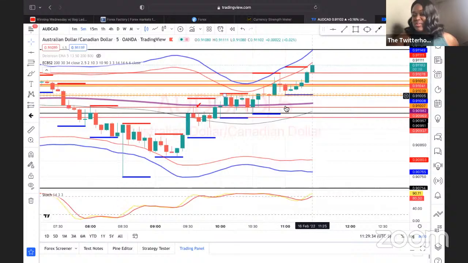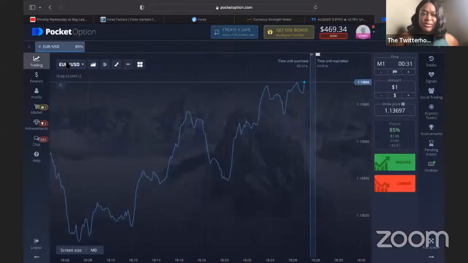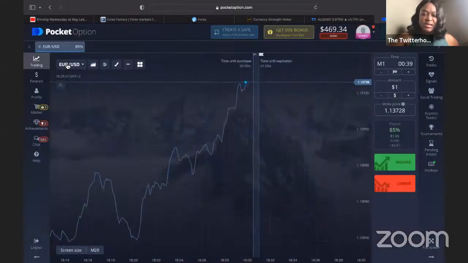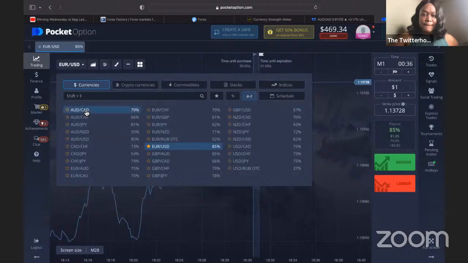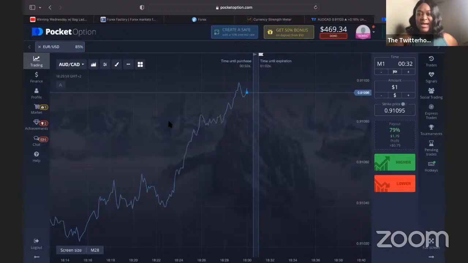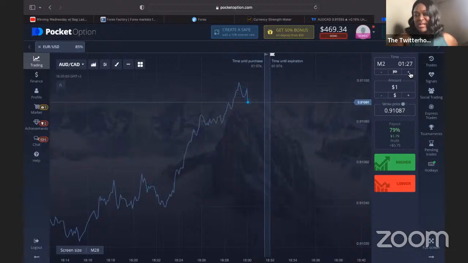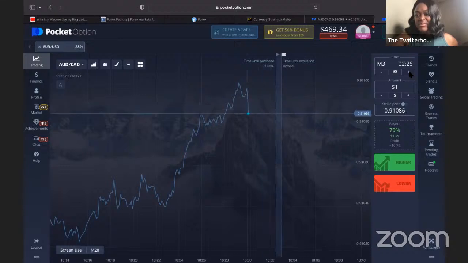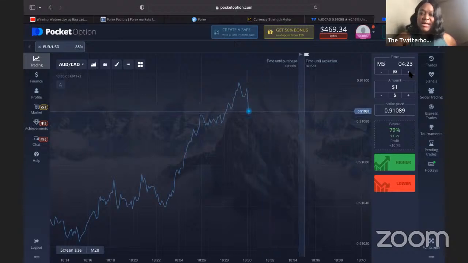But I see the super trend line a little bit below. So it could actually come down to 982. So I'd go to my broker and I would select AUD CAD. And then I would have the time, 5 minutes. That's what I'm comfortable with using this platform.